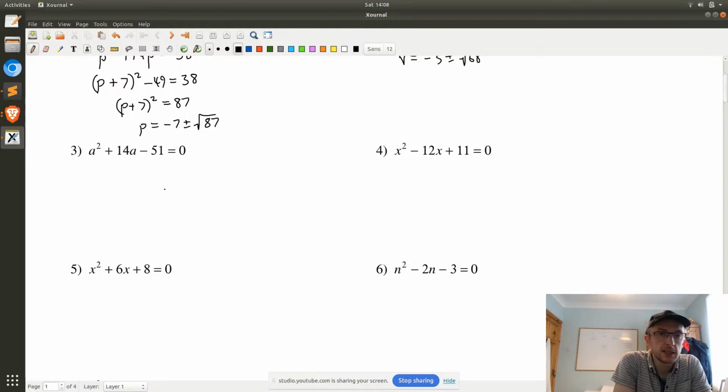51 on the right, x add 7 all squared on the left. You've got to take 49 to keep it balanced on the left. So add 49 to the right to keep that okay. So that's 100 on the right, and then square root of that. So that's plus or minus 10, and then take away 7. Minus 7 plus or minus 10. So that's negative 17 or 3.